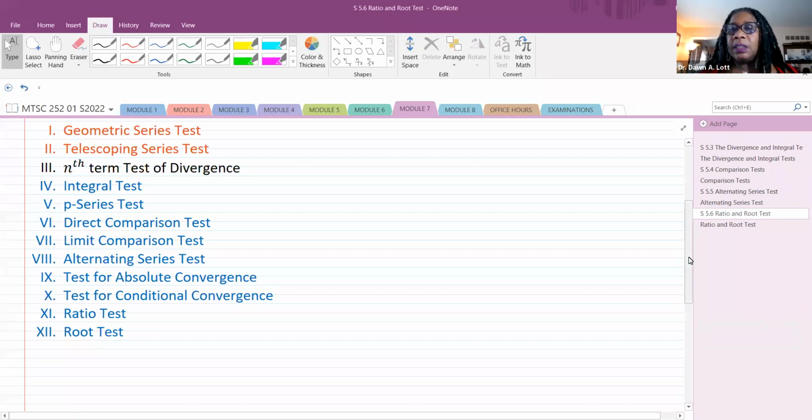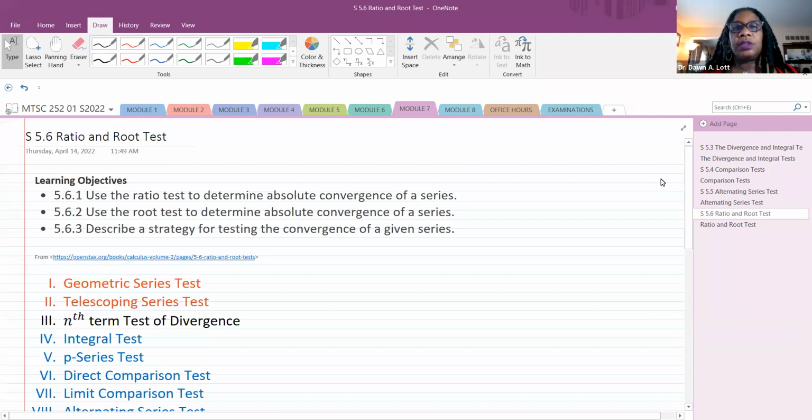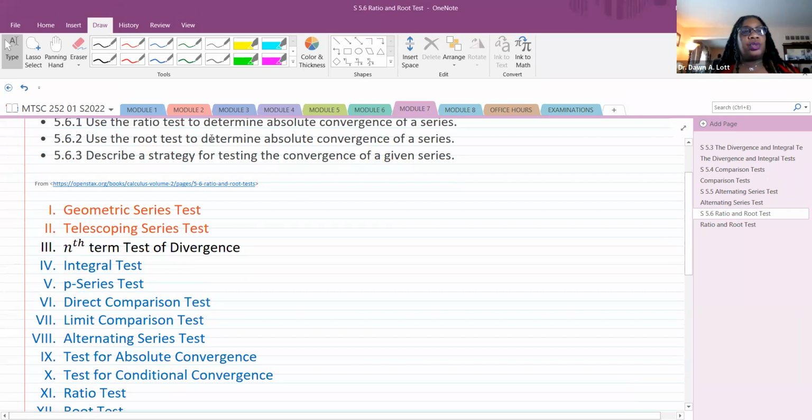All righty, this is the last section of Module 7, and it covers the last two series tests, that is the ratio and the root test. So in this section, we're going to use the ratio test to determine absolute convergence of a series. We'll use the root test to describe absolute convergence of a series and determine a strategy for testing the convergence of a given series. Okay.